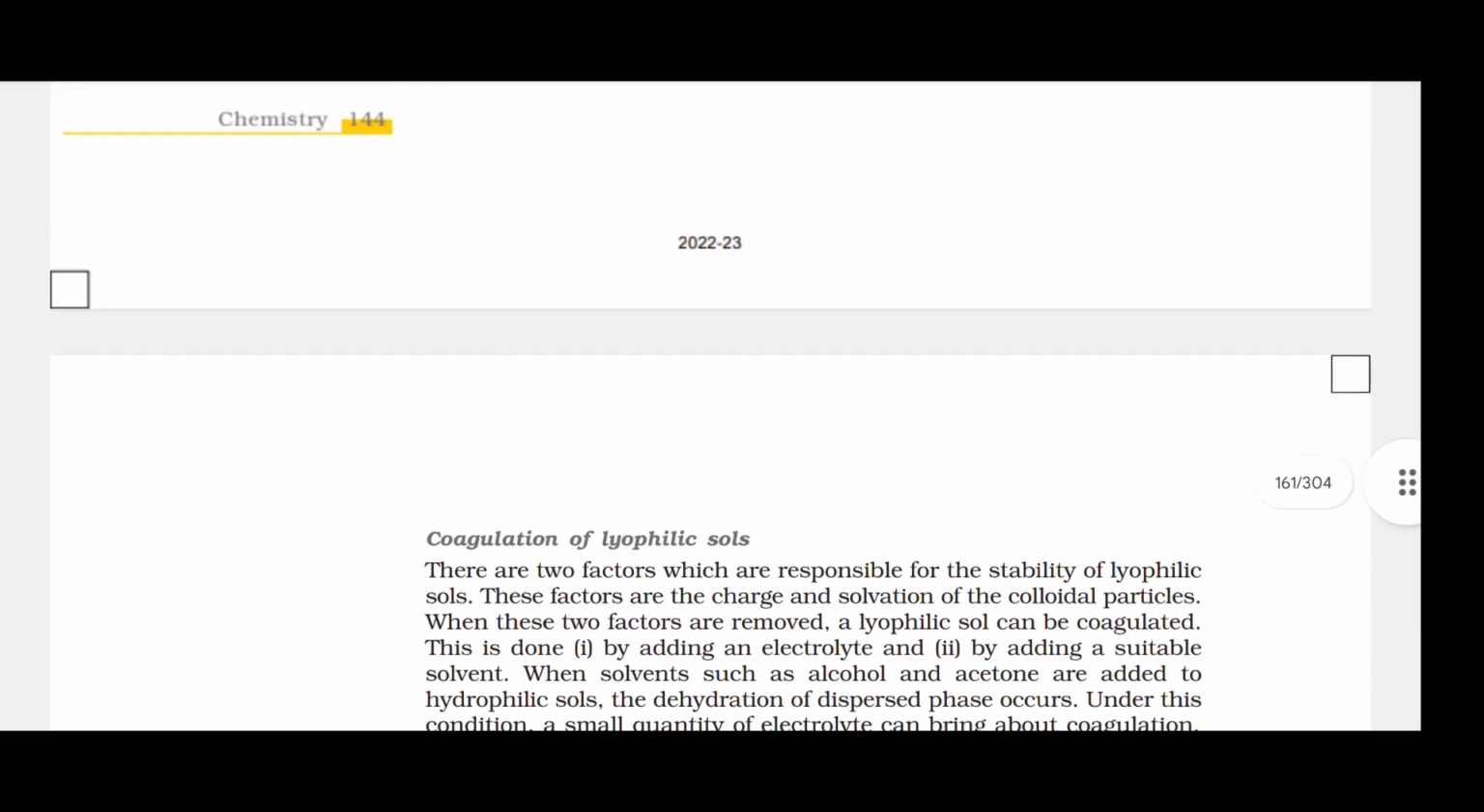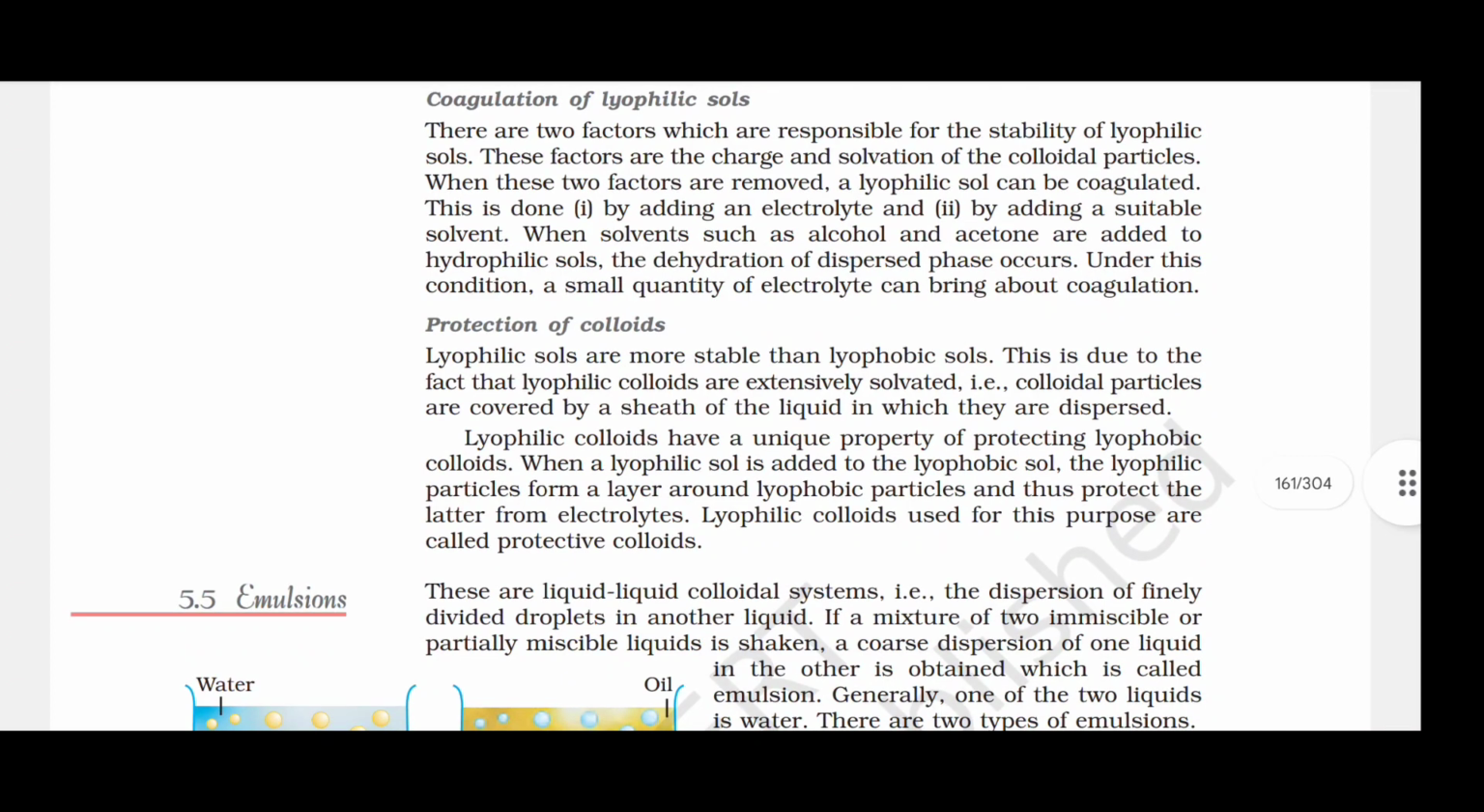Coagulation of lyophilic sols. There are two factors which are responsible for the stability of lyophilic sols. These factors are the charge and solvation of the colloidal particles. When these two factors are removed, a lyophilic sol can be coagulated. This is done first by adding an electrolyte and second by adding a suitable solvent. When solvents such as alcohol and acetone are added to hydrophilic sols, the dehydration of the dispersed phase occurs. Under this condition, a small quantity of electrolyte can bring about coagulation.